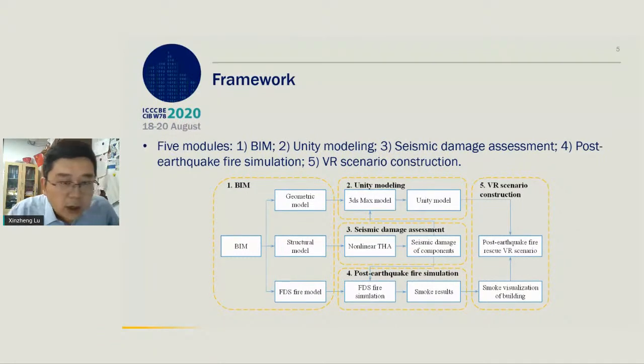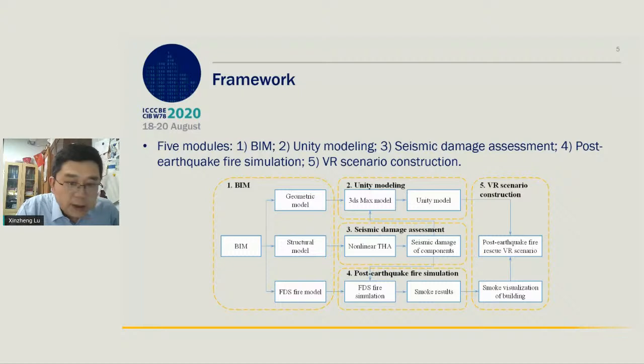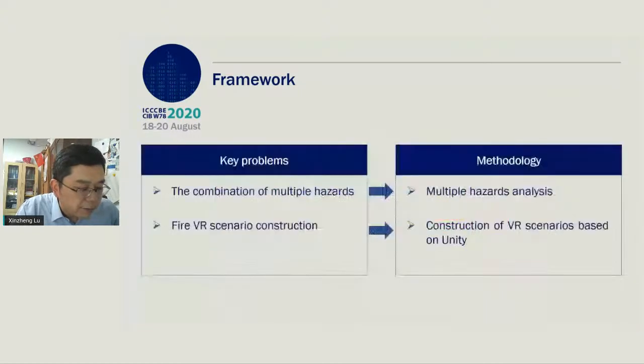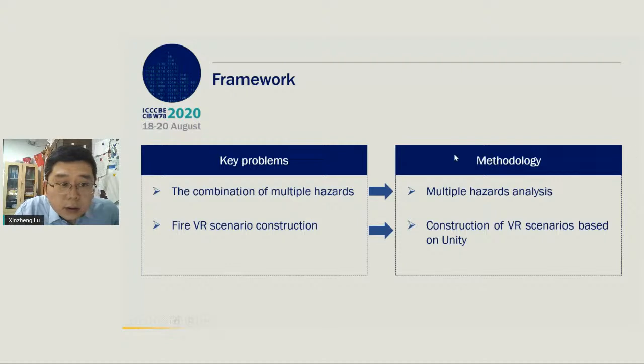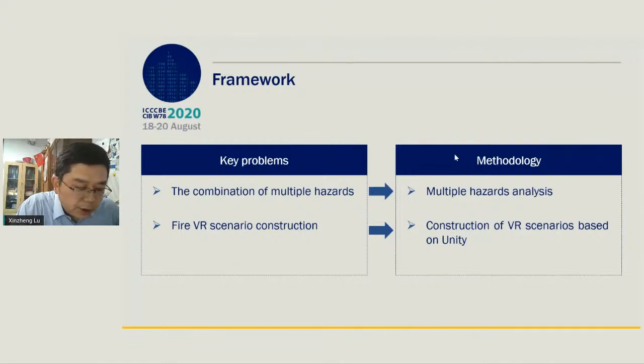So here is the framework of our work. It has 5 modules. Module 1 is the BIM transformation. Module 2 is to complete the model with the utility. Module 3 is to perform the seismic damage assessment. Module 4 is to carry out fire simulation, and Module 5 visualizes the result. The main methods used for this problem are the multi-hazard analysis and fire scenario construction based on utility. Next, we will introduce them in detail.